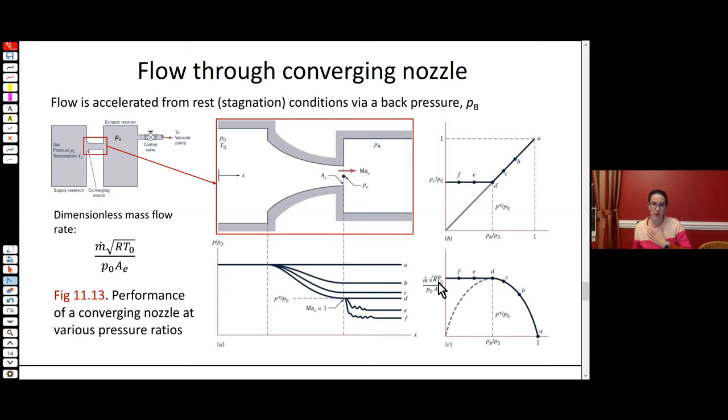And if we look down here on the bottom right, we see our dimensionless mass flow rate is constant for a range of values of the back pressure over the stagnation pressure, right? So looking at the setup here, our schematic, we've got a stagnation pressure before the nozzle, and then a back pressure after the nozzle, and that pressure is controlled by this control valve here. So for a certain ratio of those two end pressures, we have just a constant mass flow rate. But then when the back pressure goes above half the stagnation pressure, the mass flow rate starts to fall off.